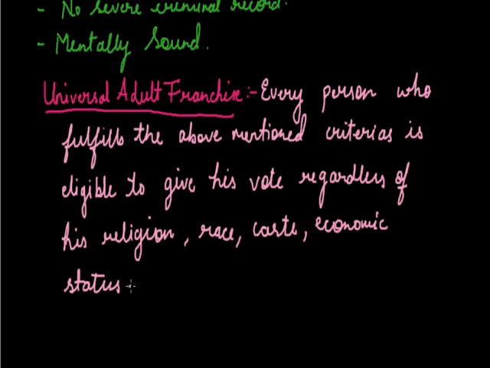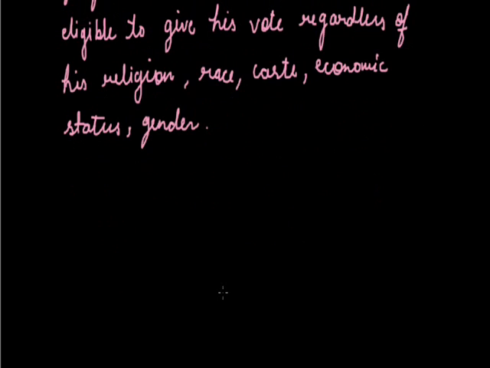India was amongst the first countries to adopt this universal adult franchise, that is, to provide voting rights to every person in the country. Once a person fulfills all these criteria, the election commission in our country allots him or her a voter identification card, more commonly known as the election photo identification card.